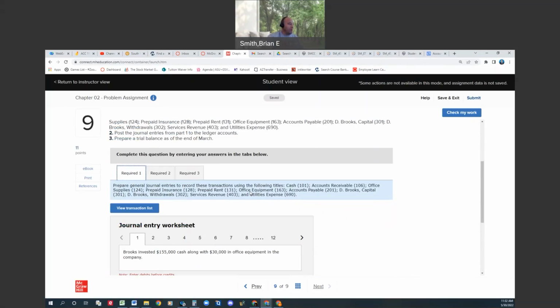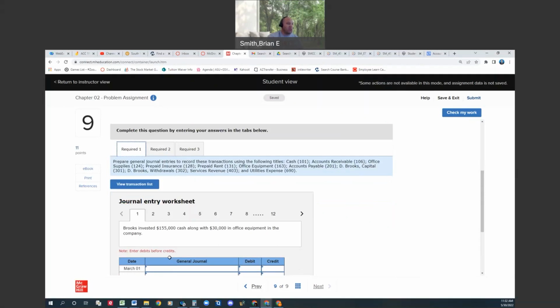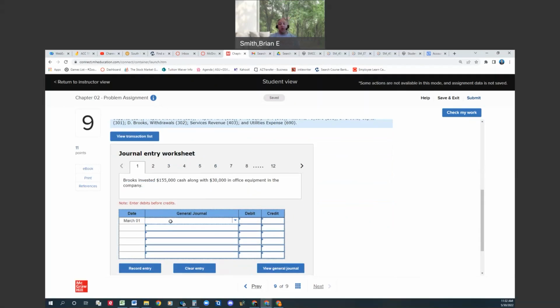Oh well, okay. So Brooks invested $155,000 cash along with $30,000 in office equipment to the company. Well, let's do that. We're going to journalize our journal entry here. We're going to invest cash. Cash is a debit. Oops, we want to make sure we select the correct one, otherwise it'll yell at us sometimes. Okay, oops, I missed a 5. And then we also increased our office equipment because office equipment is being invested in.